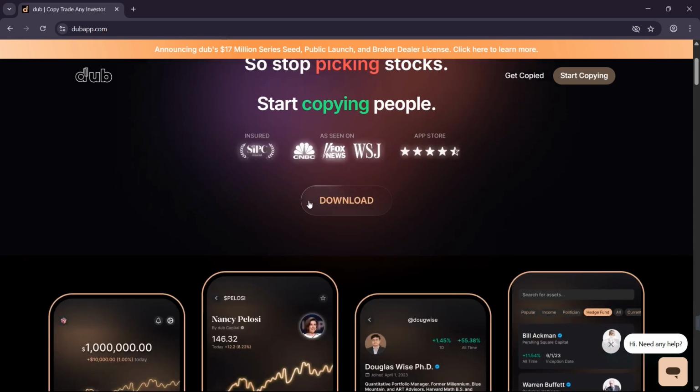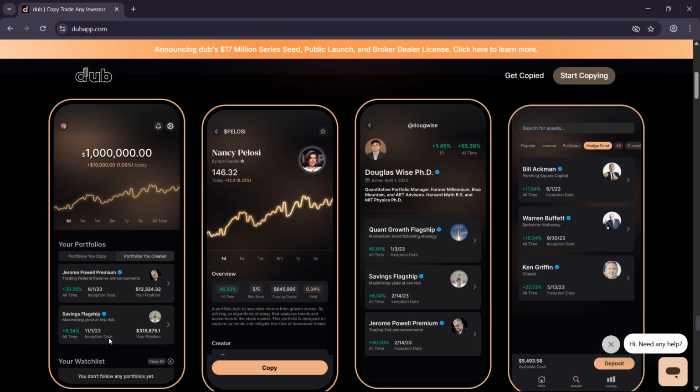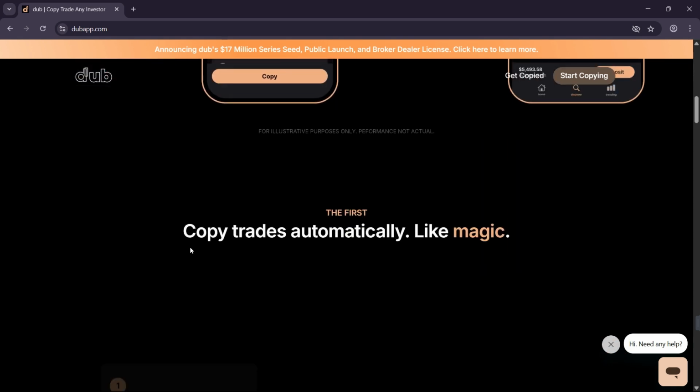Dub is a social copy trading platform that allows users to automatically copy the trades of top-performing investors. It's designed to make investing in the markets easier, especially if you're new or just don't have the time to manage your trades manually. By connecting your account, you can follow expert traders and mirror their strategies in real time.